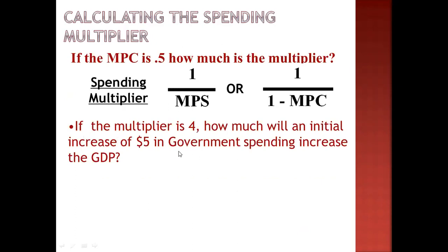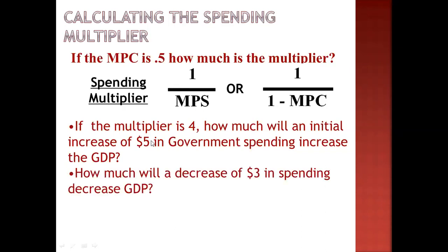Let's say the multiplier is 4. How much will an initial increase of $5 in government spending increase the GDP? How you use the multiplier is pretty simple. You multiply it by spending. So 4 times 5, the answer there would be 20. You're going to get an increase of 20. What that means, the multiplier is how many times it's going to be respent. This $5 is going to be spent 4 times. That means it's going to add a total of $20 of spending.